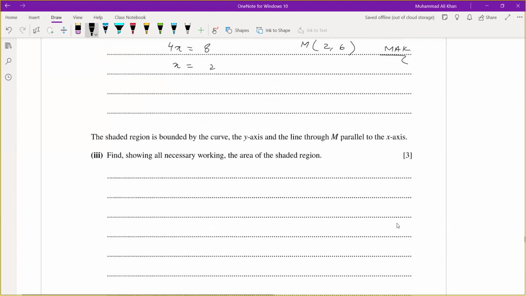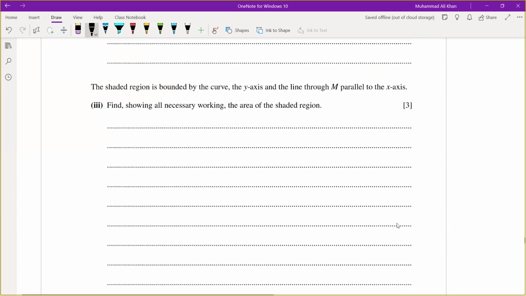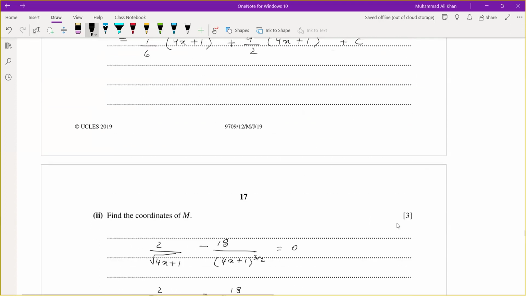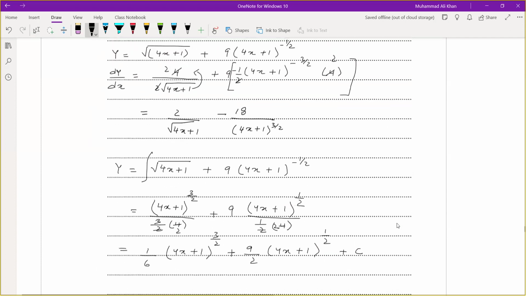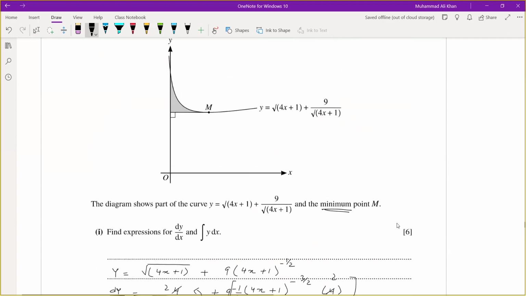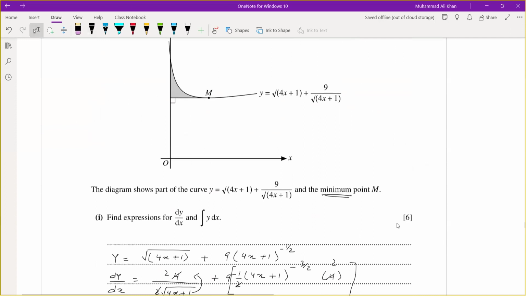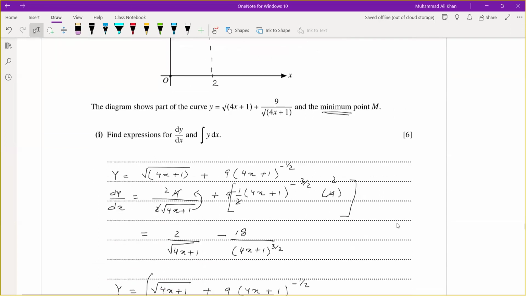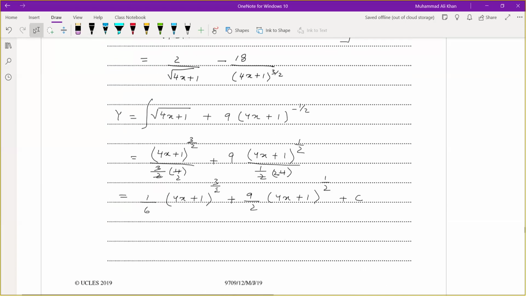After that, the next part: the shaded region is bounded by the curve, the y-axis and the line. Find the area of the shaded region. We have to calculate the area of the shaded region. For that we need to know our limits. The limits are from 0 to m's value on the x-axis, which is 2. So we have to integrate from 0 to 2.